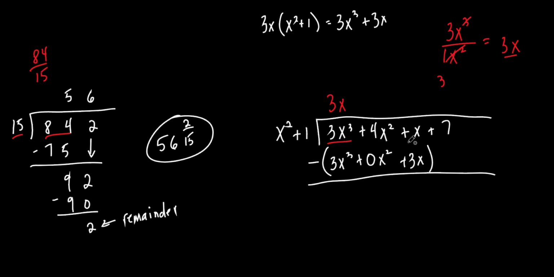See how I filled in the gap? Remember I talked about that gap earlier, right? So there's that 0x squared. So what is 4x squared minus 0x squared? It's just 4x squared. Let's keep subtracting. 1x minus 3x. What's 1x minus 3x? Negative 2x. Good. So what do I drop right here? Negative 2x.